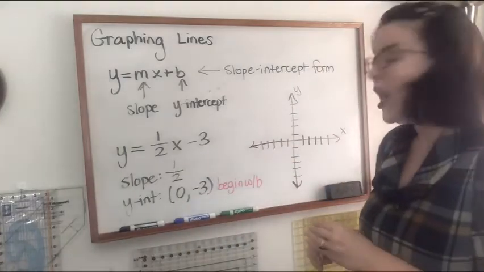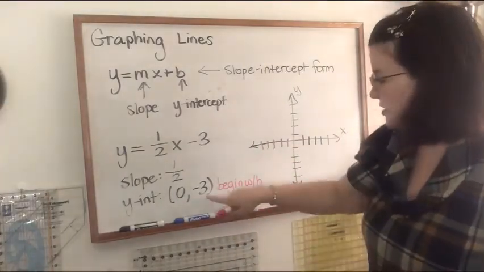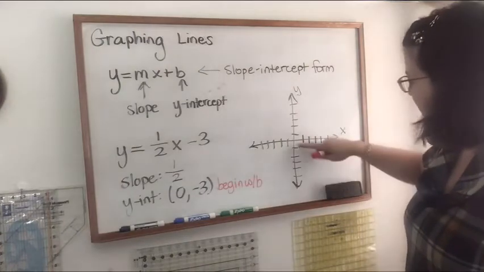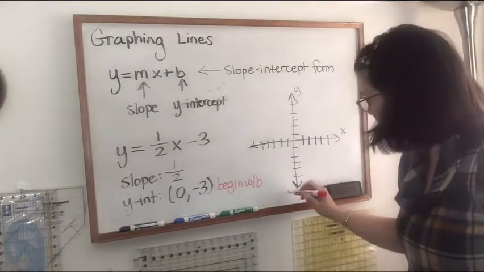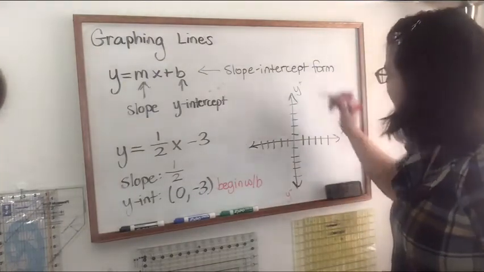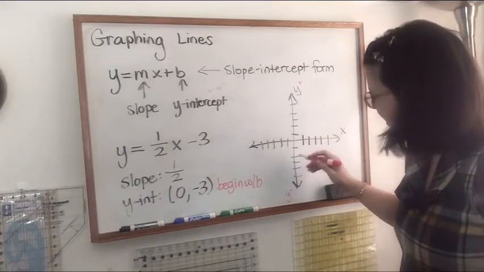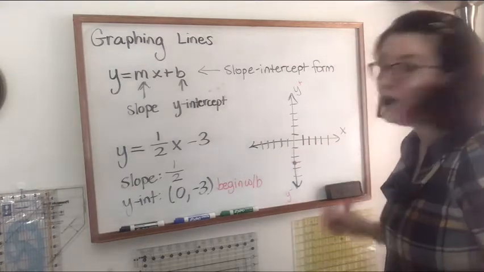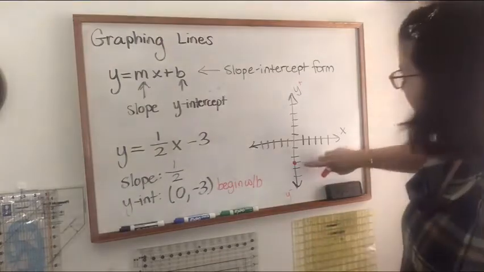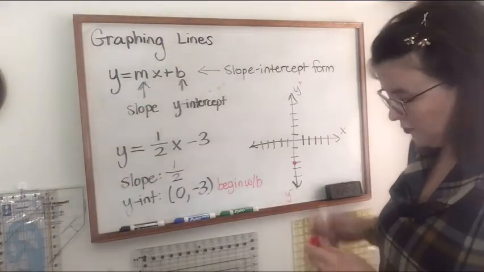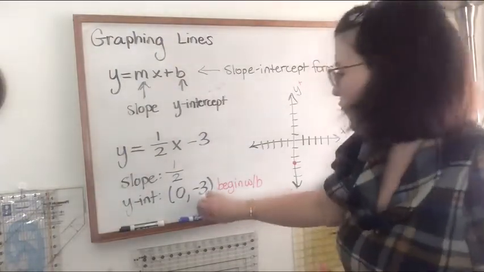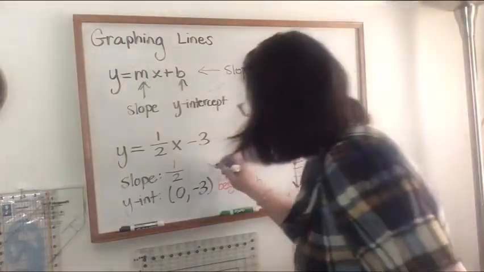So I'm going to plot my y-intercept first, which is at -3 on the y-axis. Negative, remember, is down here. Positive is up here. So I'm going to go 1, 2, 3, and they're not precise because I'm not on graph paper or a computer, but there is my y-intercept. Now we're going to move with the m, all right?